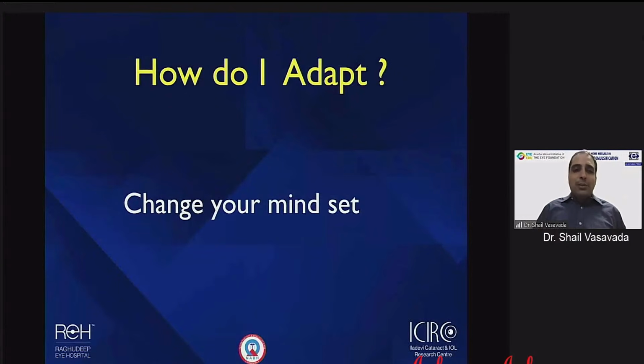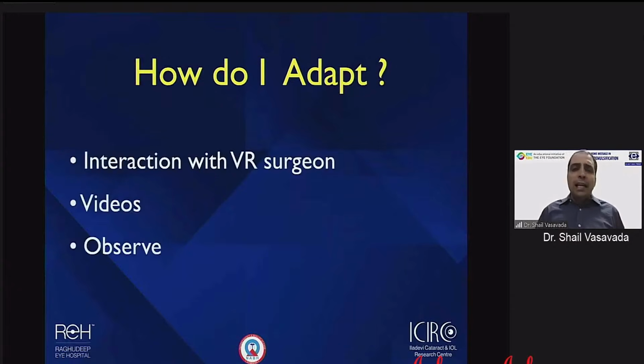So the main question is, how do I adapt? I think the first and most important take-home message is change your mindset. It's only 3.5 millimeters away from where you are used to working even otherwise. Interact with VR colleagues if you have access in your own hospital, or with friends whom you keep referring to even otherwise. Look at videos. There is now no dearth of videos and teaching material freely available on the internet. And it's good to attend a couple of ORs with your VR surgeons to observe how they approach and the principles that they follow.